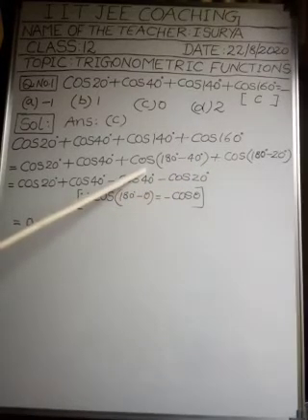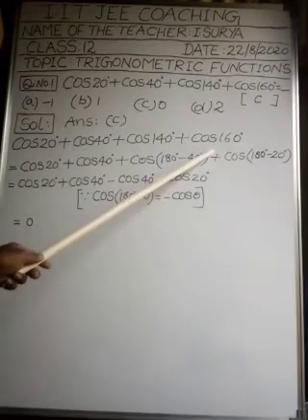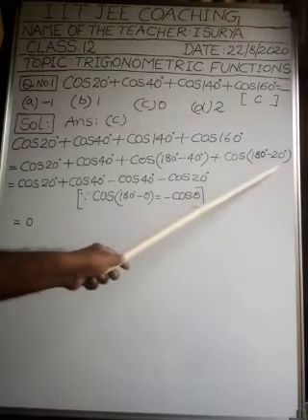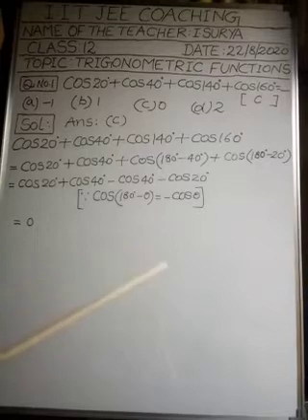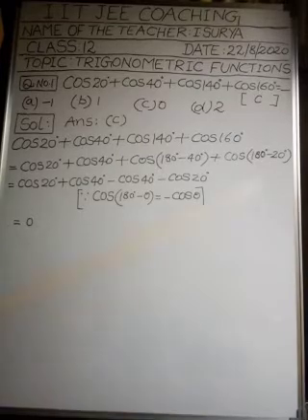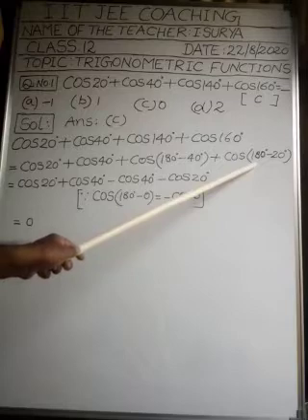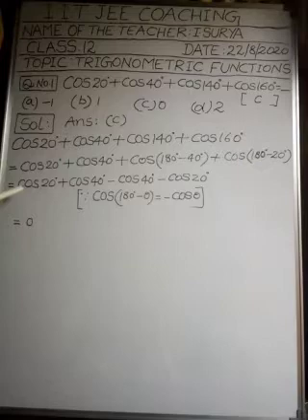Understood this term, my dear children? Right. Now come to the fourth term. Cos 160 degrees is there. We write cos of 180 degrees minus 20 degrees. Here also we wrote 160 degrees as 180 degrees minus 20 degrees. Can we write the last term like this or not, my dear children? Yes. Okay, my dear children? Right. Now come to the next step.